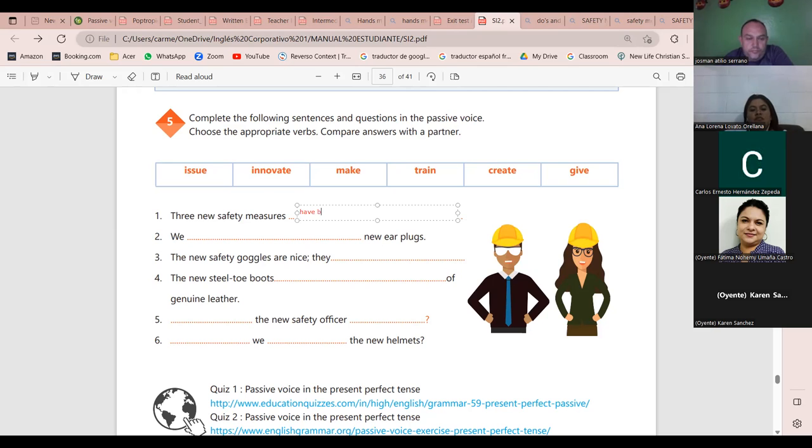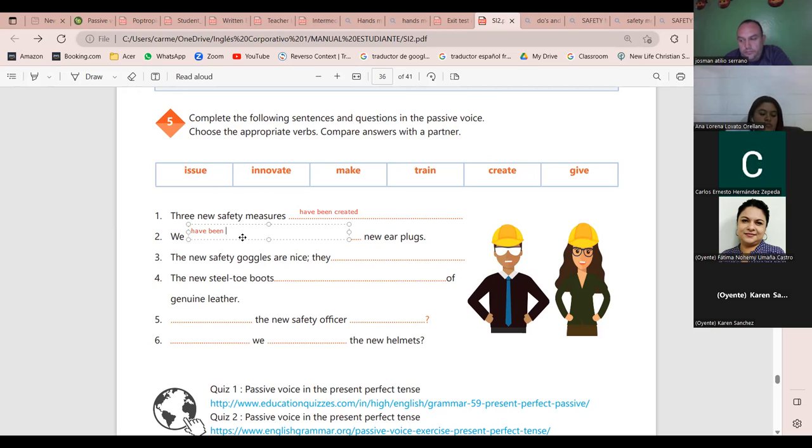What goes next? Then. Which verb do we put? Make, create. Okay, created. Remember, passive voice. Created. Okay, let's see if it combines well and if we don't need the create. We, new earplugs. We have been what? Created.